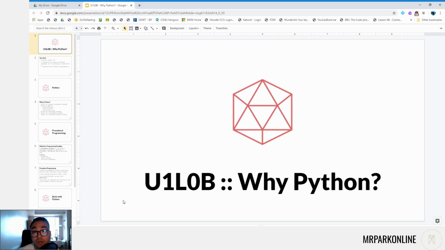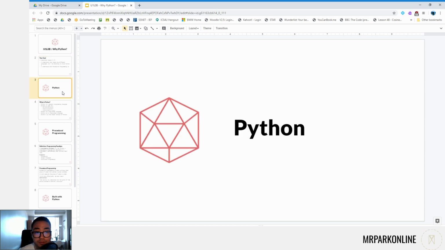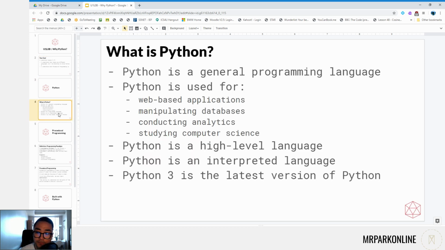We're going to be talking about why we're going to be learning Python for this year. So your goal today is to understand that there are different programming languages, but we'll be using Python 3. And we're going to get a little brief understanding of what procedural programming is. So let's talk about Python.